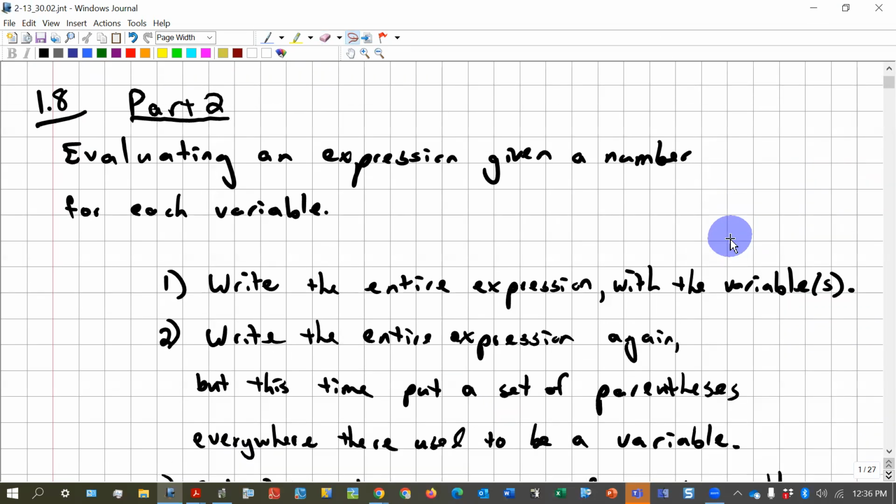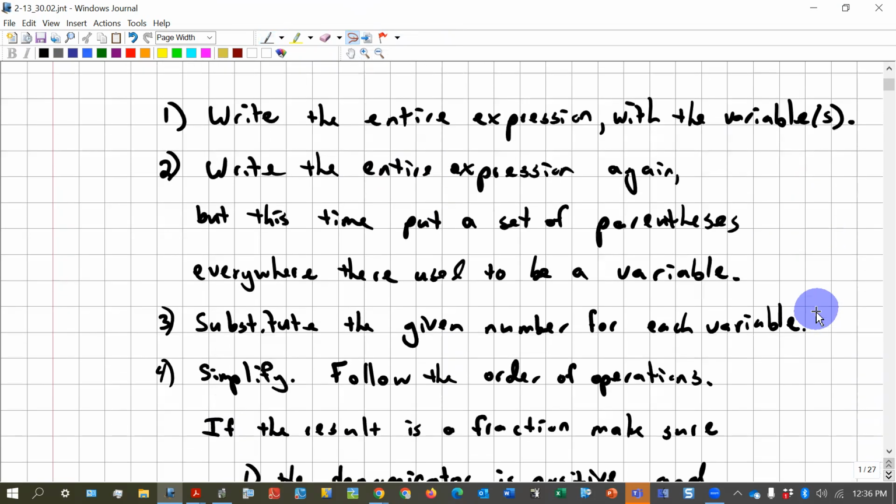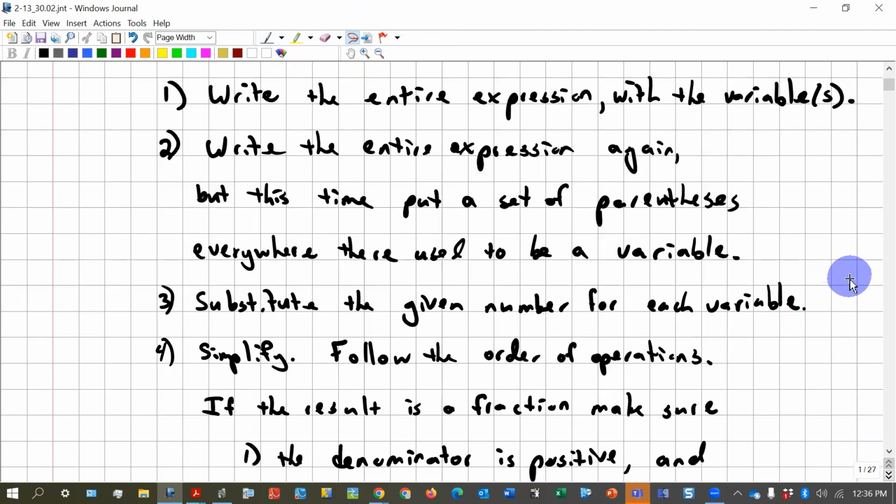So what we're going to discuss first is evaluating an expression given a number for the given variable in the problem. So the first thing we're going to do is write down the expression, and then we're going to take the variable out of the expression and replace it with a set of parentheses to hold the spot.